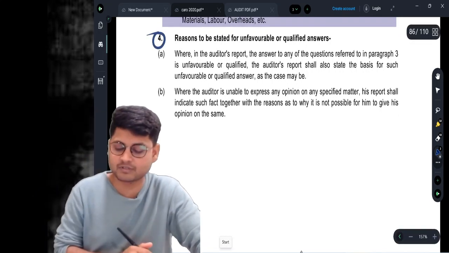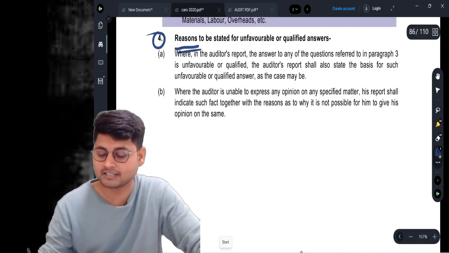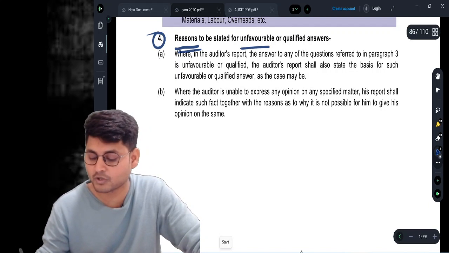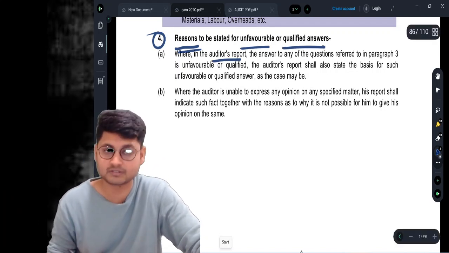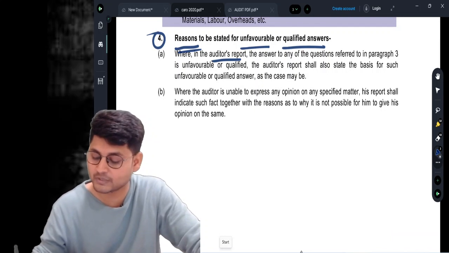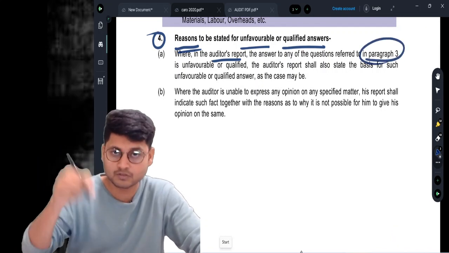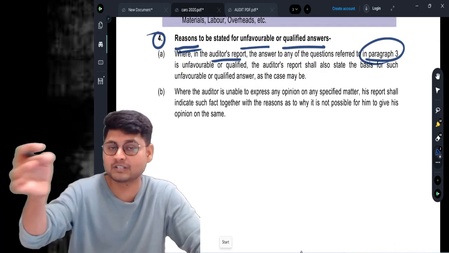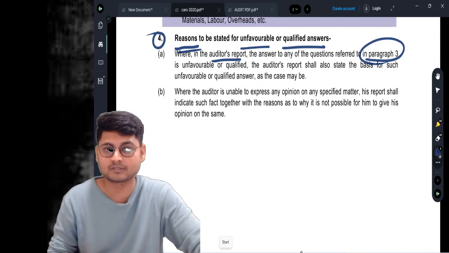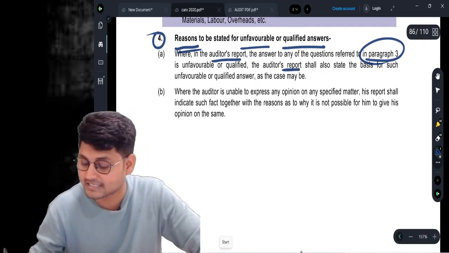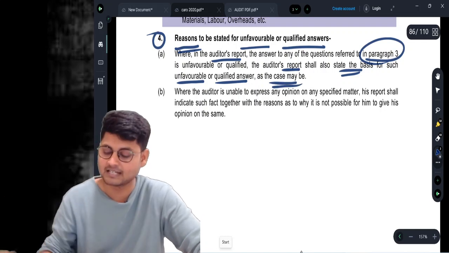What is paragraph number 4 saying? There must be some reasons if the auditor is giving unfavorable or qualified answers. Where in the auditor's report the answer to any of the questions referred to in paragraph number 3, out of the 21 clauses, is unfavorable or qualified, then the auditor's report shall also state the basis for such unfavorable or qualified answers, as the case may be.